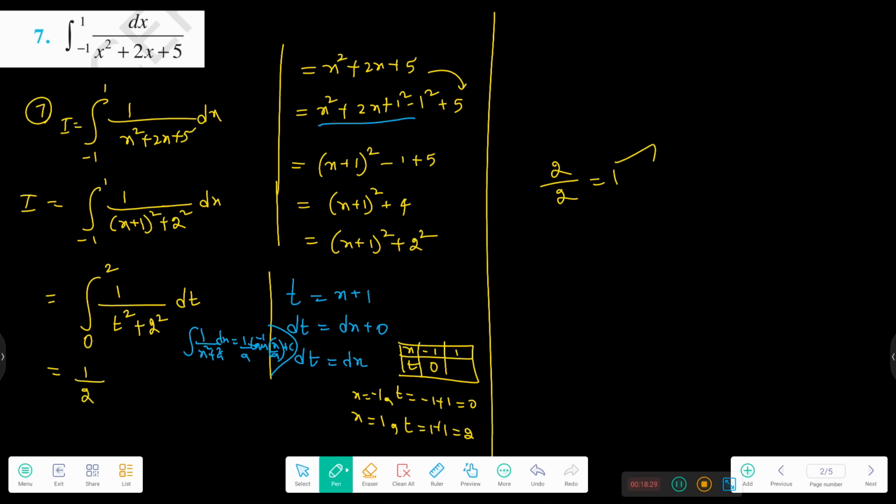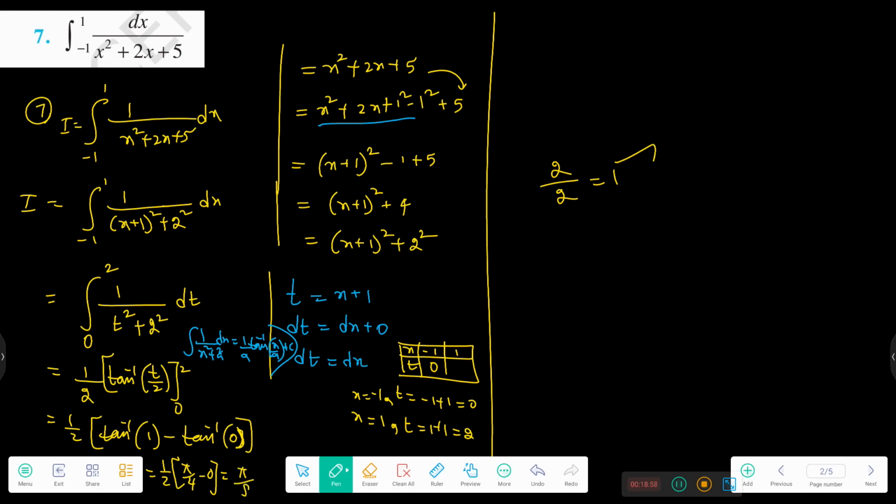The value of a is 2 here, so 1 by 2 into tan inverse of t divided by 2, with limits 0 to 2 to apply. Apply the limit. First, tan inverse of 2 by 2, which is 1, minus tan inverse of 0 by anything, which is 0. Now the answer is 1 by 2 into tan inverse 1, which is pi by 4, minus 0, which is equal to pi divided by 8. That is my required answer for question number 7. That's it.